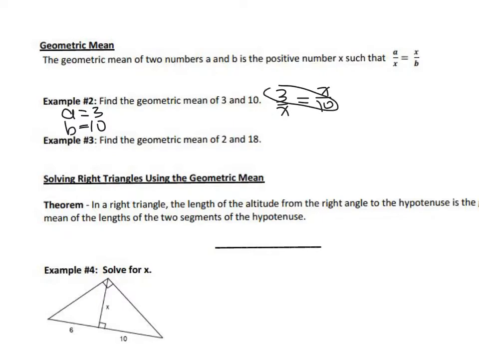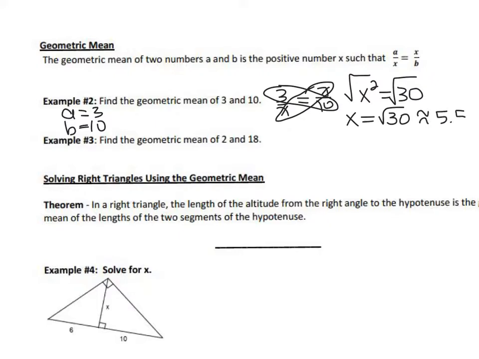And then we're going to cross multiply. So we get x squared equals 30. And then to get rid of that squared, we take the square root of both sides. So we get x equals the square root of 30. And using a calculator, we get an approximation of 5.5.